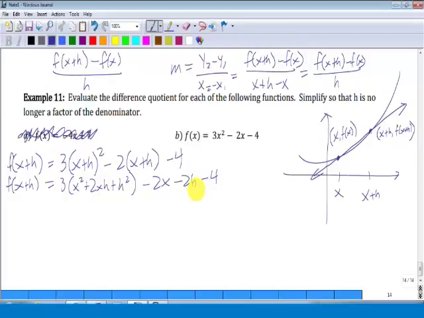And then distribute the 3. Everyone feel good about where the 2xh came from? We're squaring the x plus h. You can FOIL it with itself. You get an x squared, you get an xh, you get another xh for the outer and the inner. That's 2xh. And then simplify. We get 3x squared plus 6xh plus 3h squared minus 2x minus 2h minus 4.